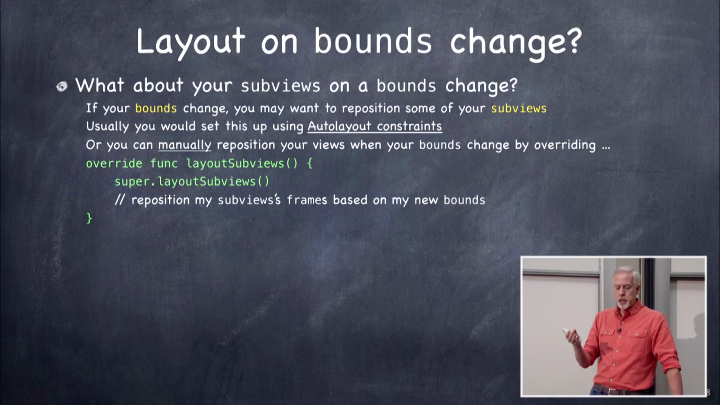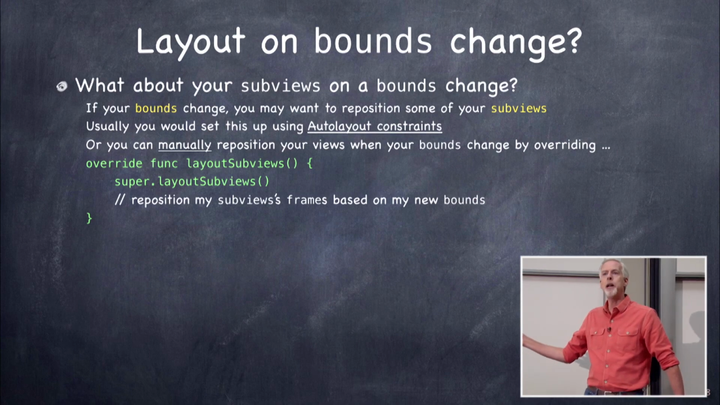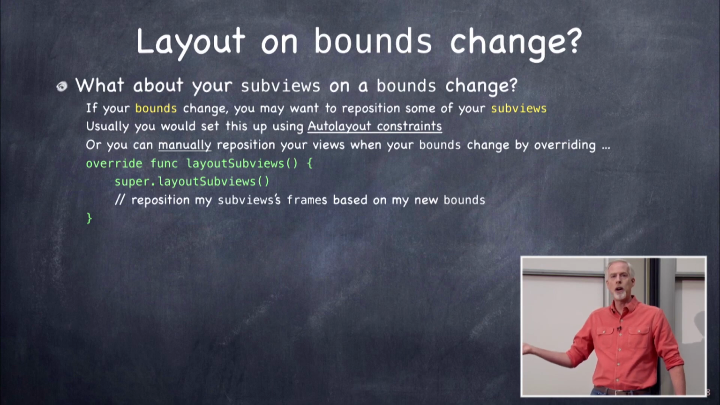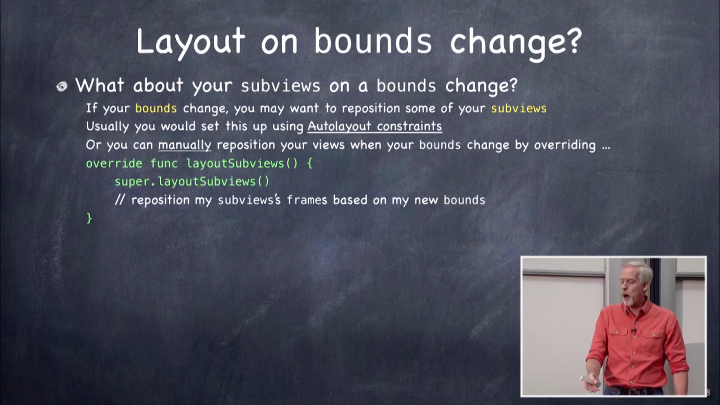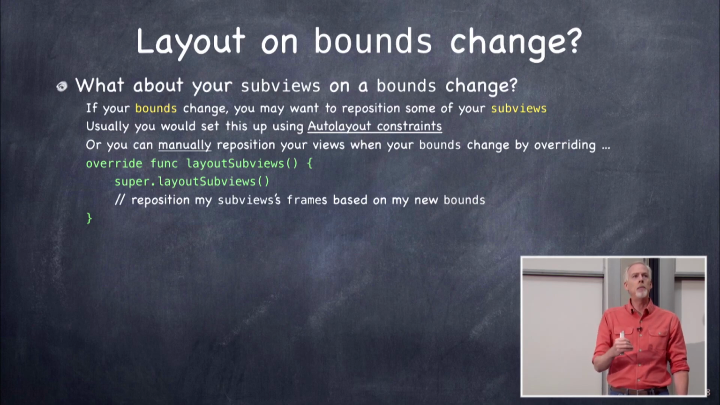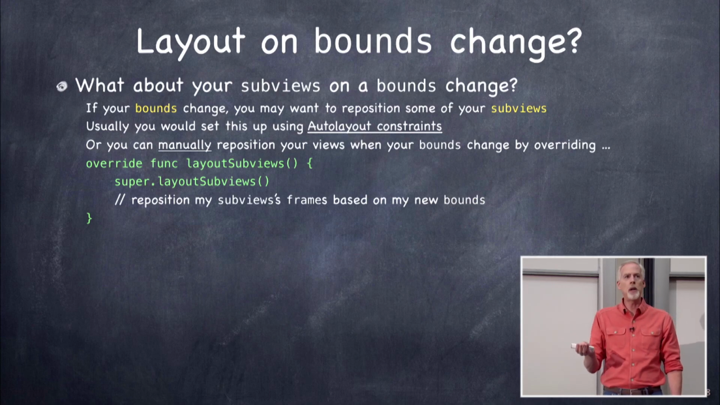Well, when your bounds change, you're going to get sent this message, layout subviews. And that's an opportunity for you to go reset the frames by just changing the frame var on all of your subviews. Okay? So if you have subviews, you're almost always going to implement this method. And don't forget to call super to do it.